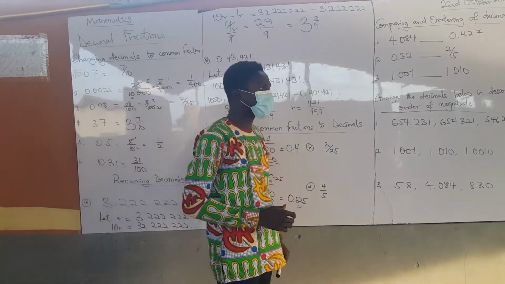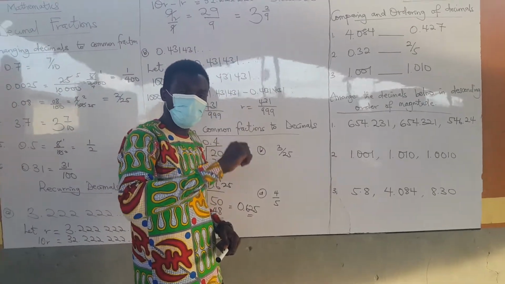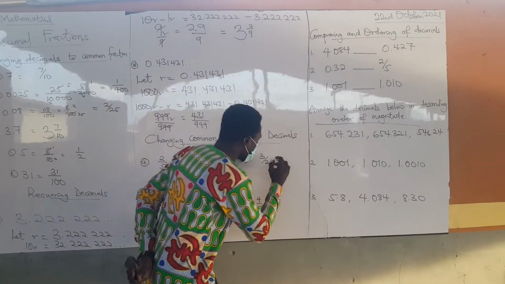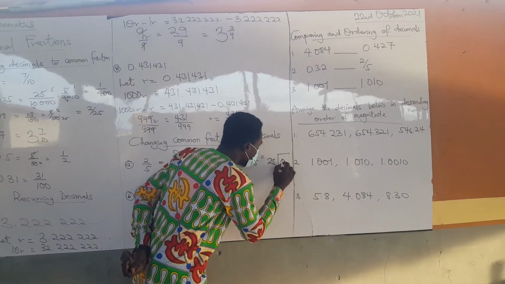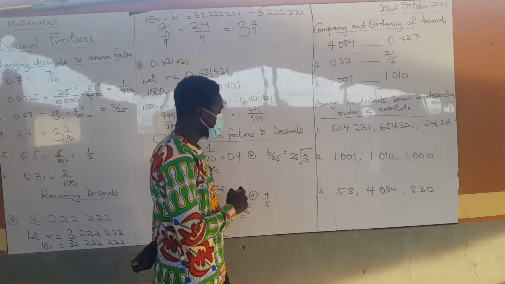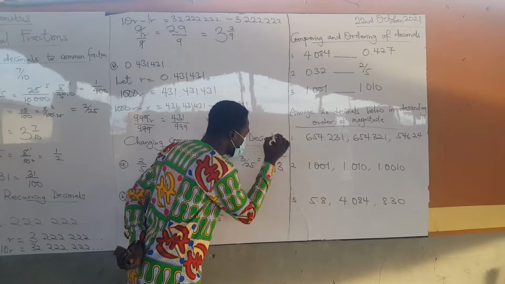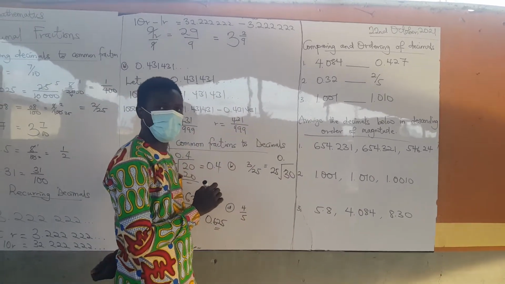Then we come to this place too. You have 3 over 25. Also use the long division. So we are going to say 25 out, 3 in. So 25 cannot go into 3. So I'll bring my 0 point. Bringing the 0 point, I have the right to bring another 0 here.